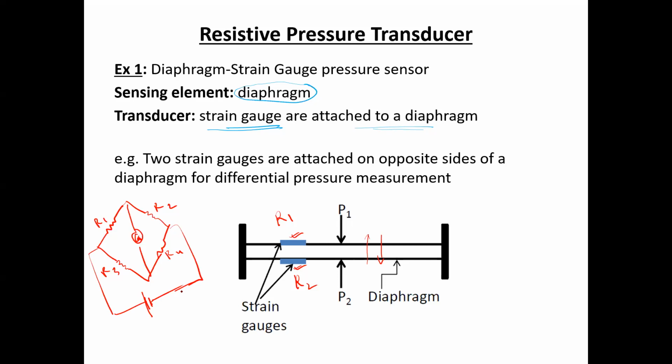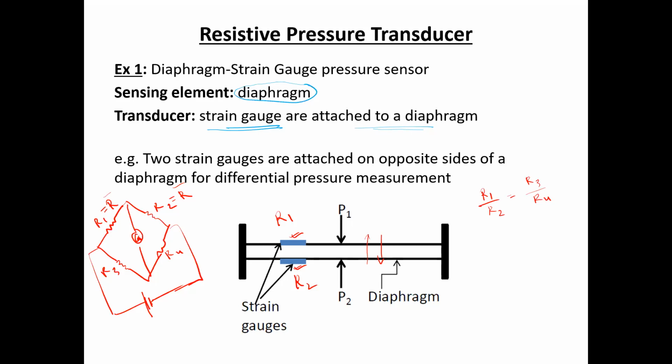Now suppose there is no temperature variation, and there is no strain as well, and we consider that identical materials and identical dimensions are used. Both the strain gauges have an equal unstrained resistance of R, also without any temperature variation. So in that case, in the balance condition, R1 by R2 should be equal to R3 by R4.